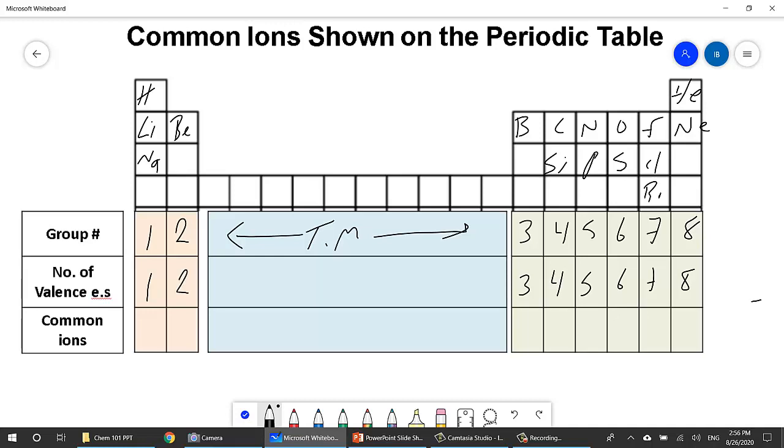Okay? So the common ions for group 1, because they have 1 electron in their outer shell, they like to lose it, and they become like noble gases, and that's why they form +1 ions. Group 2, they make +2 ions. Group 3, they make +3. Okay? And group 4, they make +4.